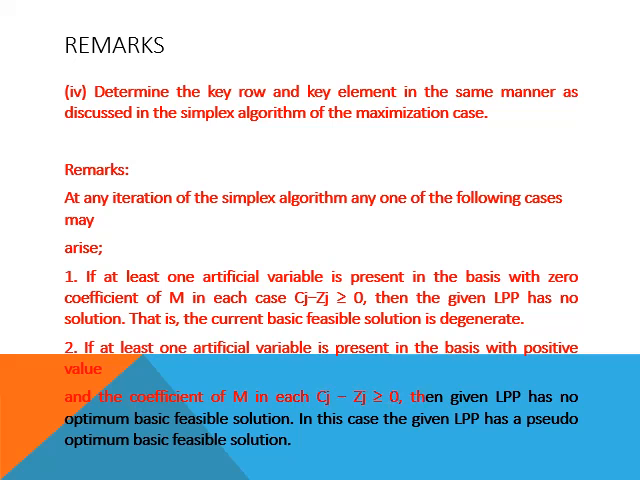2. If at least one artificial variable is present in the basis with a positive value and the coefficient of M, in each Cj minus Zj more than or equal to 0, then the given LPP has no optimum basic solution. In this case, the given LPP has no pseudo optimum basic feasible solution.